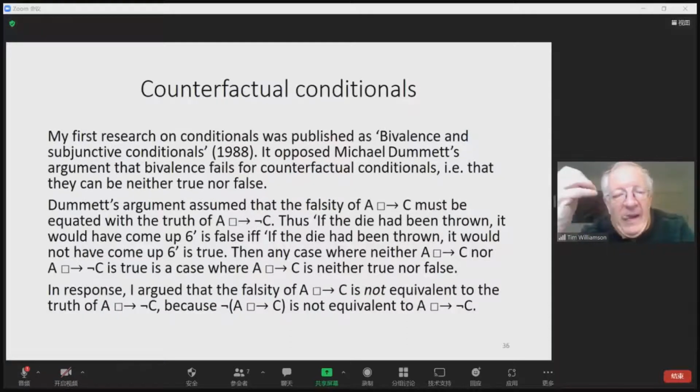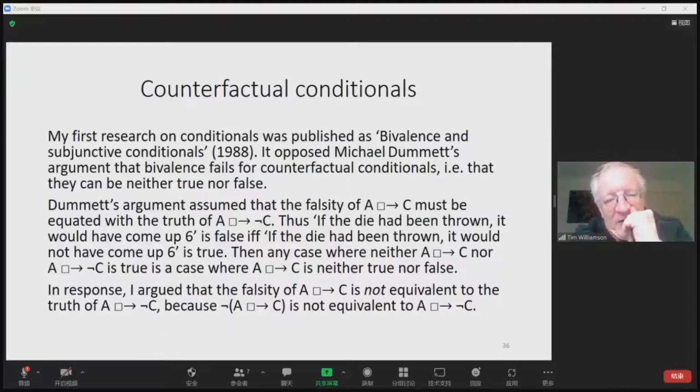So, for example, you might think that, in this example, if the die had been thrown, it would have come up 6. That's not true. But also, if the die had been thrown, it would not have come up 6. That's not true either. It's just because nothing is fixed about how it would have come up. And so that might be a case where the counterfactual conditional, if the die had been thrown, it would have come up 6, is neither true nor false.